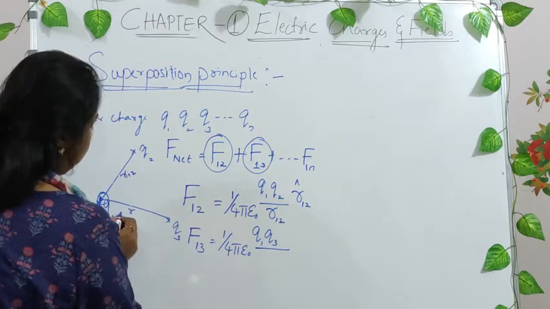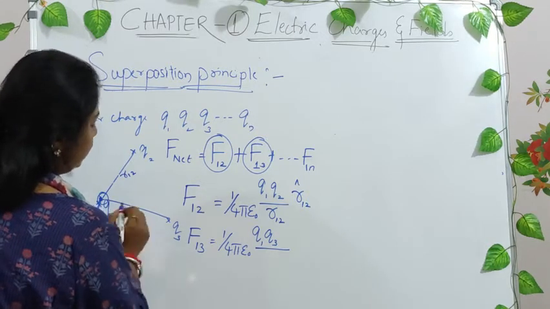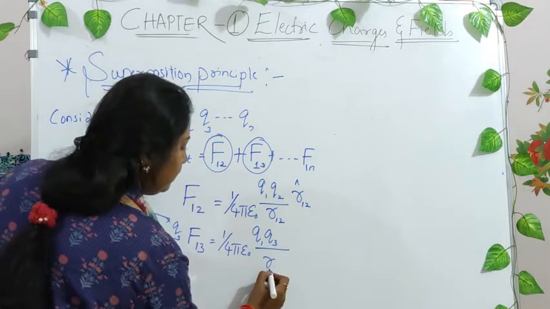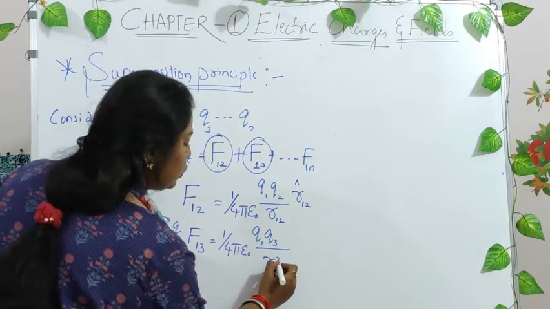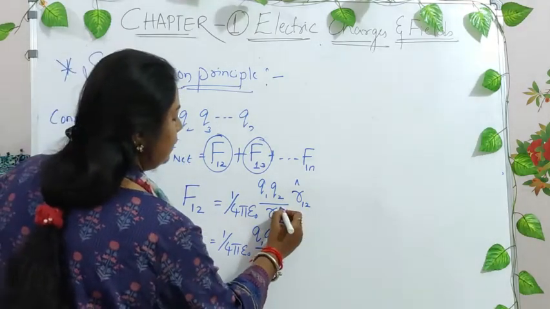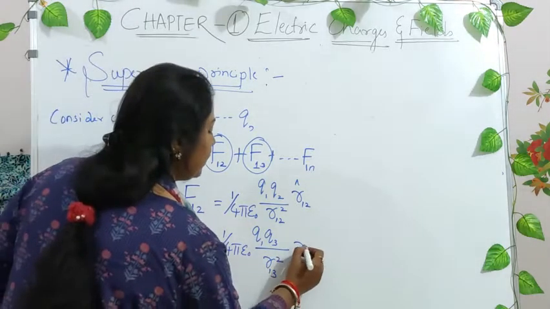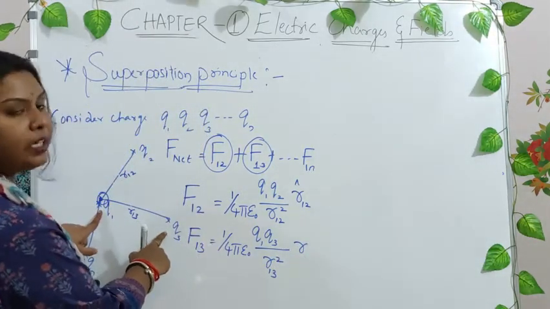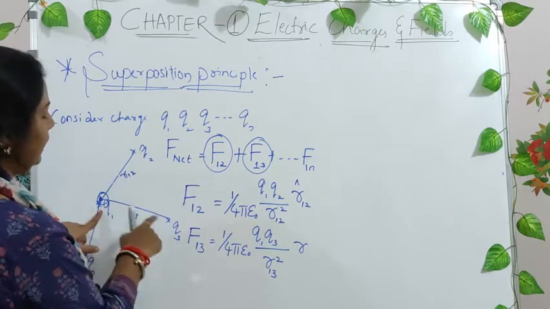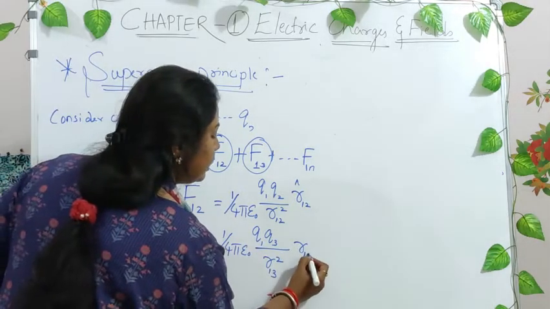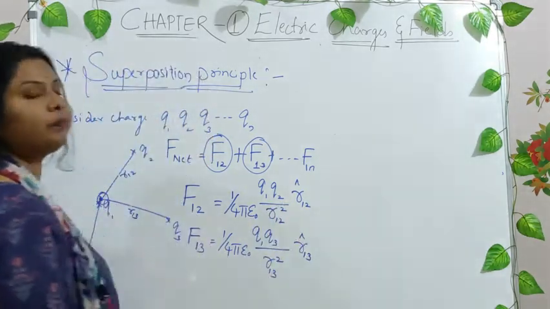Say for example the distance between them is R13. So it is R13 square. Sorry, it is square here, right? And what is the directional vector? The force is acting in between what direction? In between the points 1 and 3. So it is the directional vector 1 to 3, right?